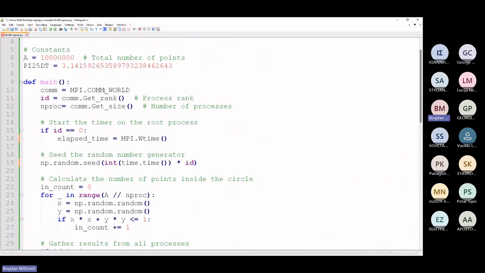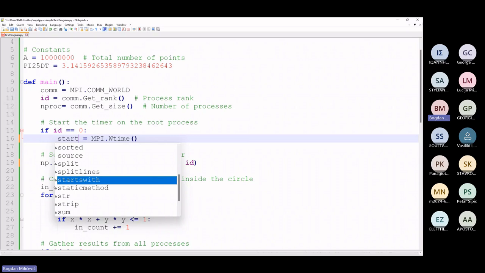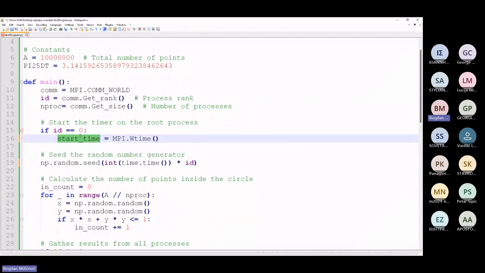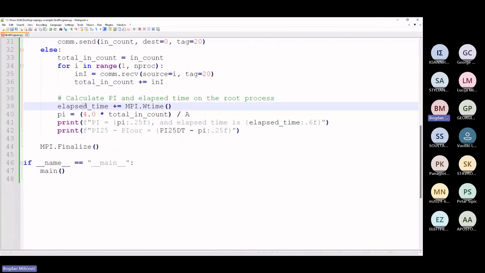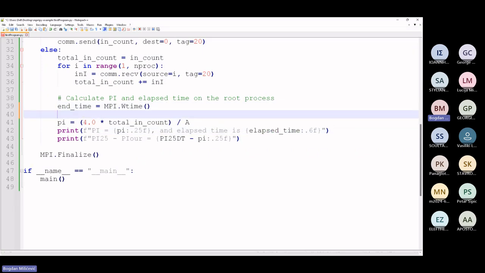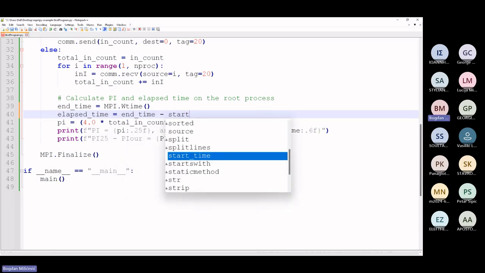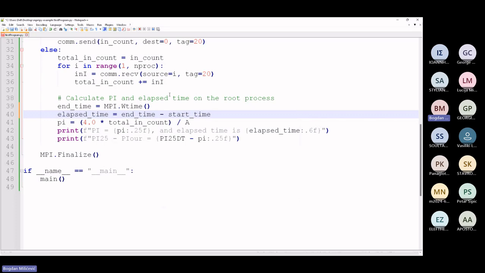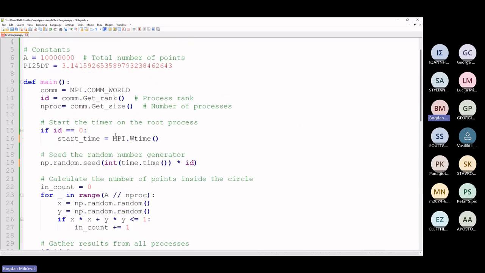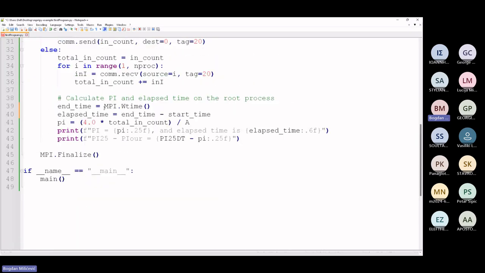I changed the sign here in the beginning. I prefer to use something like this, start time. This is okay too. I think I will upload it. But, and say this is the ending time. And then elapsed time is ending time minus start time. Here, what was done, the minus sign was written here, and the plus sign was written here. It is the same thing.